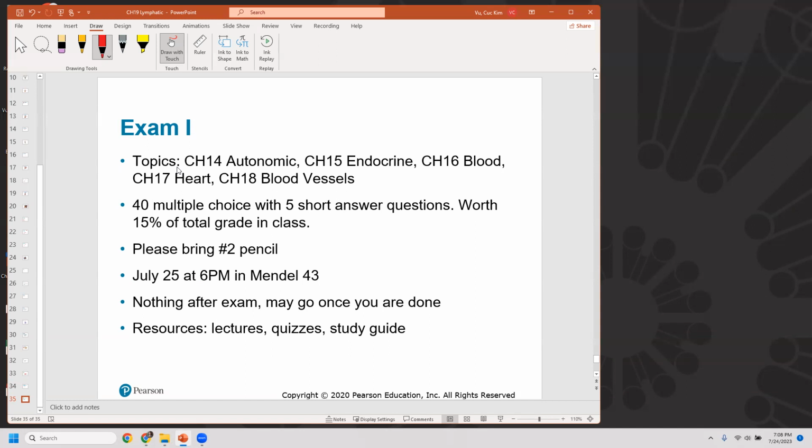Please make sure to bring number 2 pencils, as there will be a Scantron sheet for you to fill out. The exam is on July 25th at 6 p.m. in Mendel 43. There's nothing after the exam, so you may go once you're done. And the resources that you'll need will be the lectures, the quizzes, and the study guide.